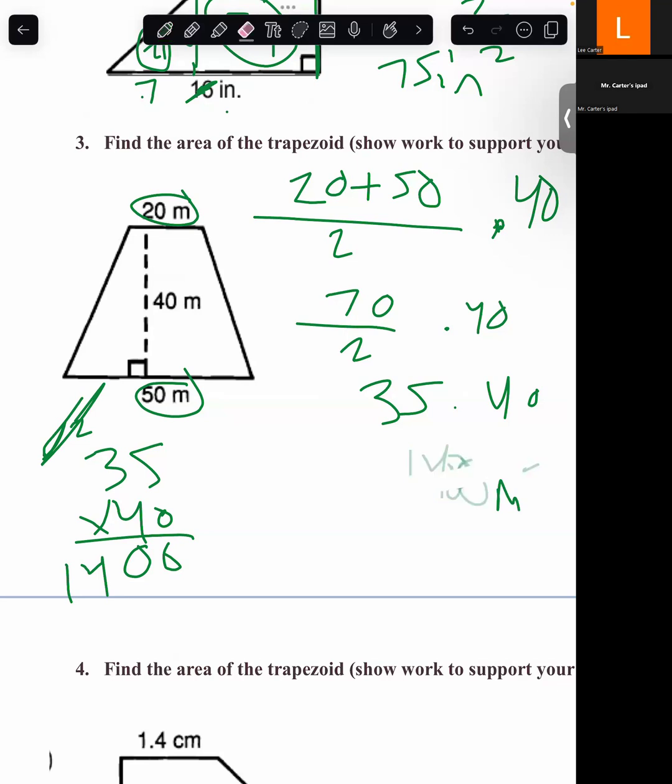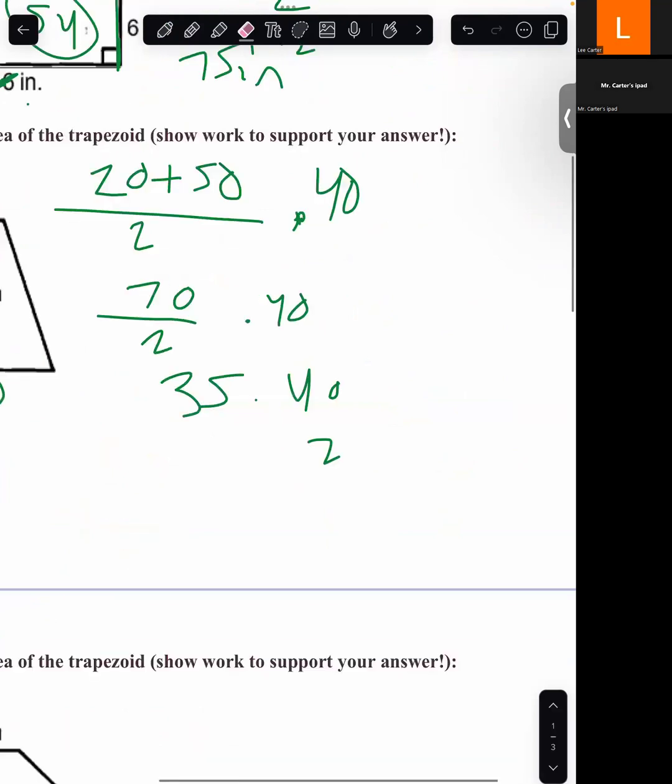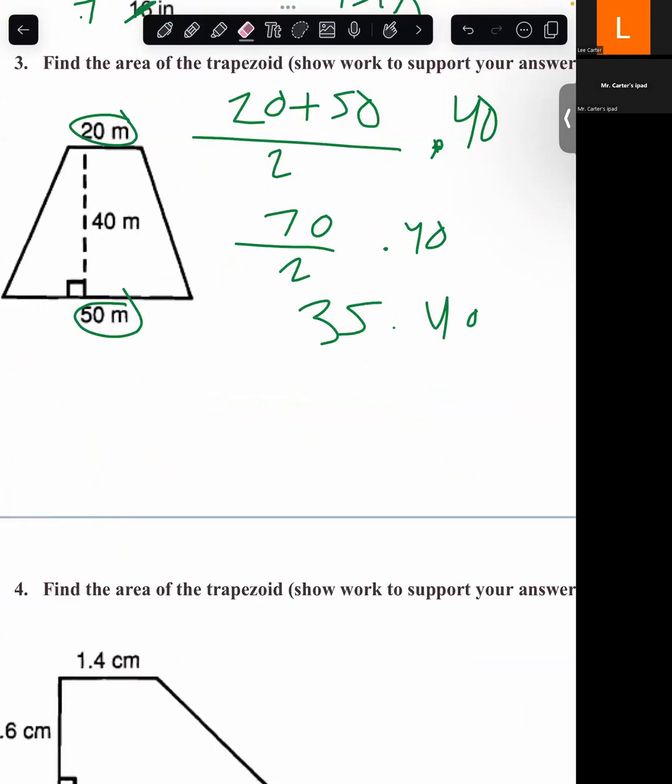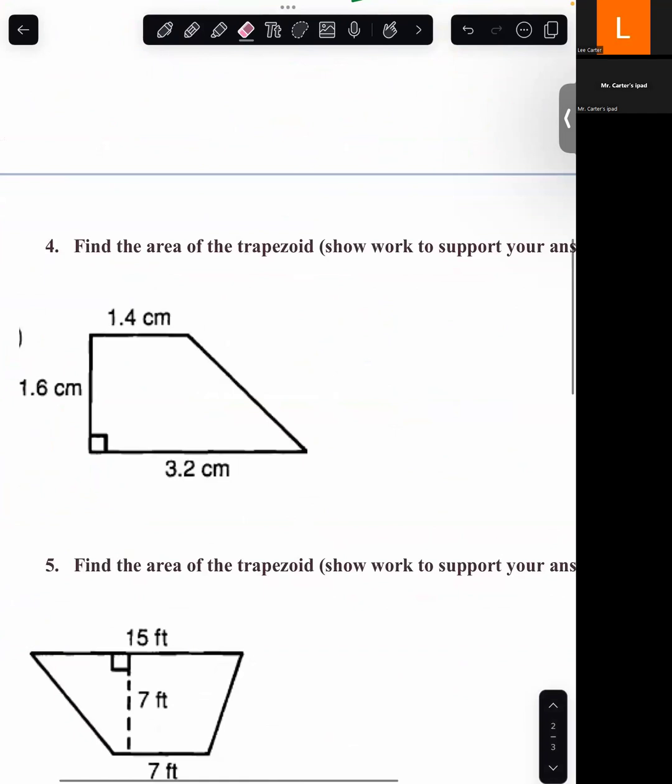Next one. Number 4, find the area of the trapezoid. Again, this type right here, I like to look at it like this. That makes this a rectangle that's 1.6 times 1.4.